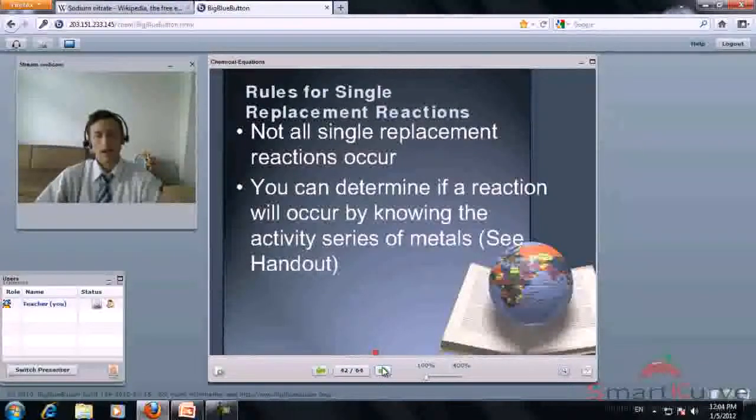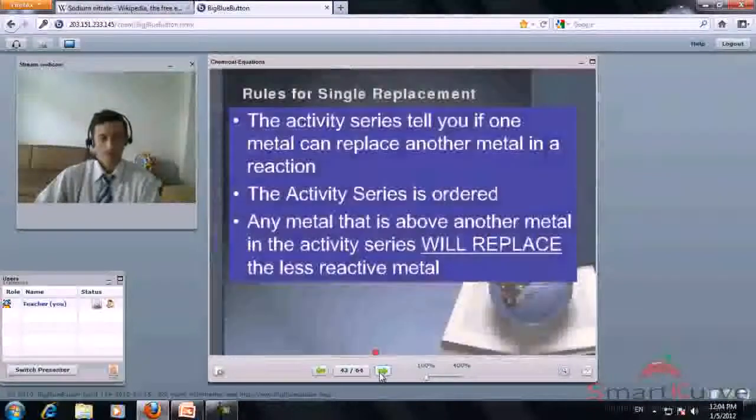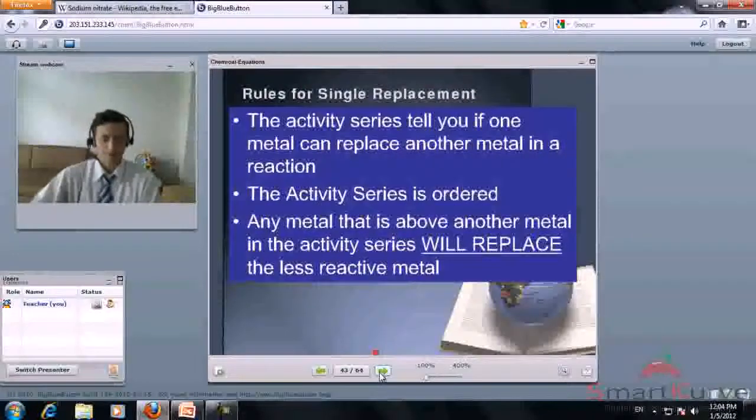All right. And our handout does have the activity series of metals. If you look at that series, you will notice magnesium is above zinc and silver. It is more reactive. That's why it replaces them. All right, let's move on.